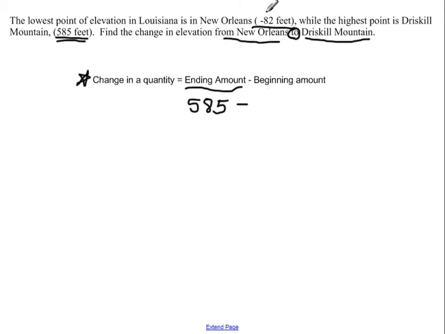So we want to be very careful. This subtraction sign that I just wrote down, that's the subtraction sign from my formula here that tells me that I take the ending amount and I subtract the beginning amount. When I put in my beginning amount, the beginning amount was negative 82 feet, so I need to be sure that I get another negative sign there for that 82. Okay, so that's what our change is going to be.